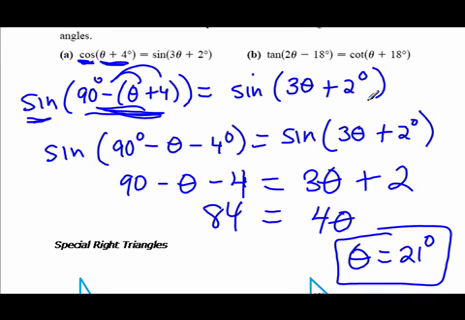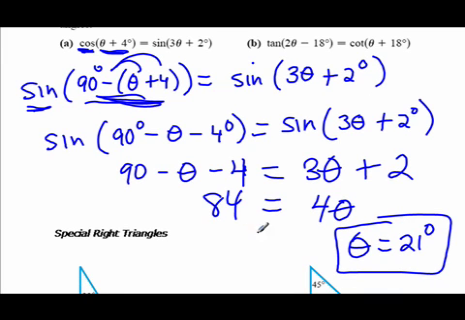I get 90 again? Excuse me? I get 90 degrees again? 90 means they're complements of one another. 90 is coming from the fact that the two angles add up to give you 90 degrees. So if you know one angle, the other one has to be 90 minus that because they are complements of one another.